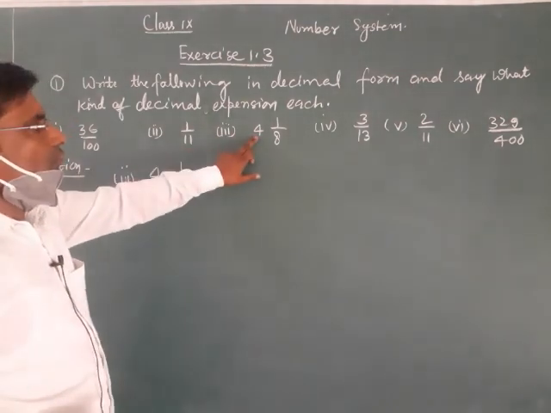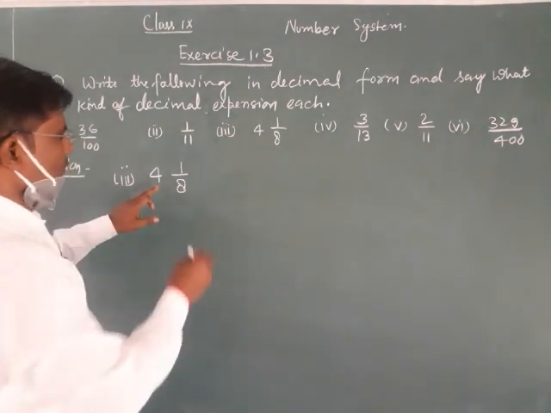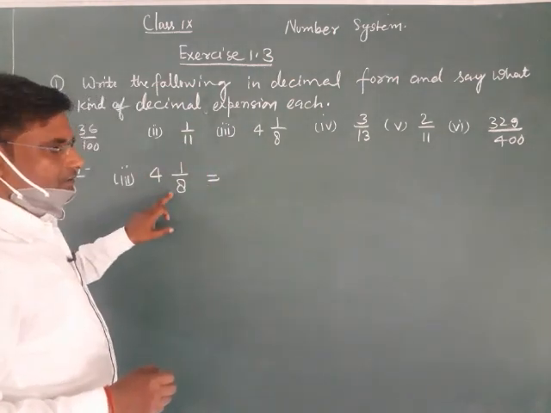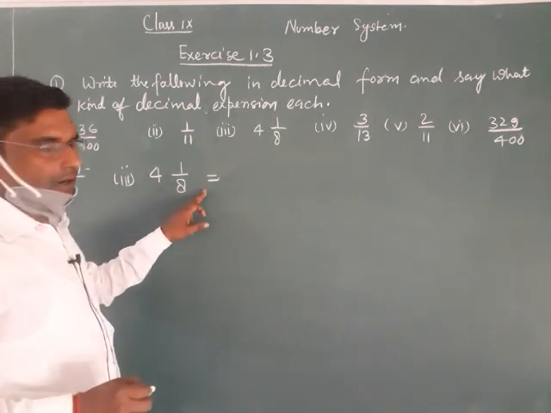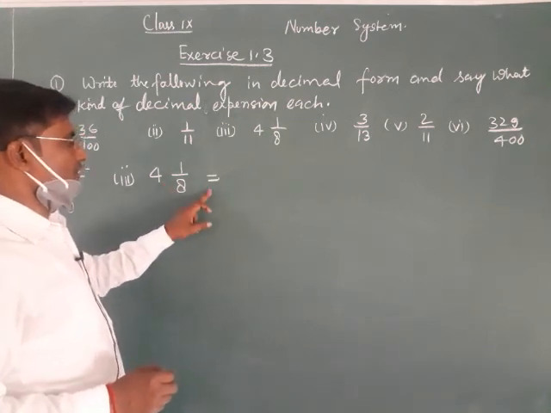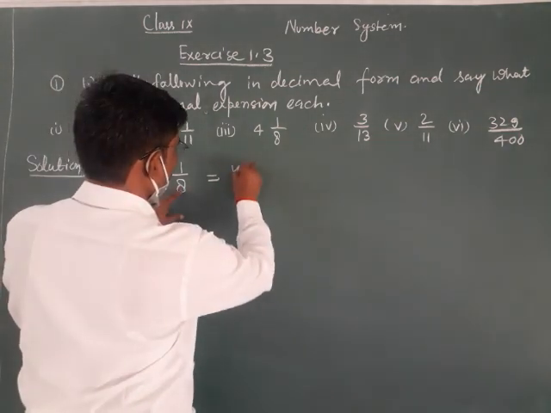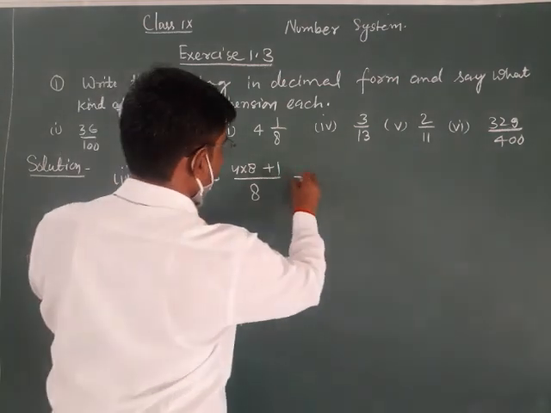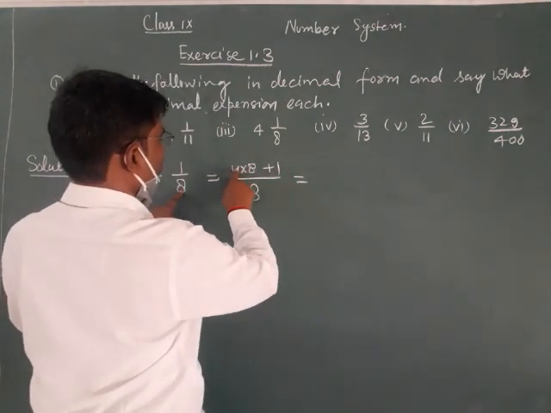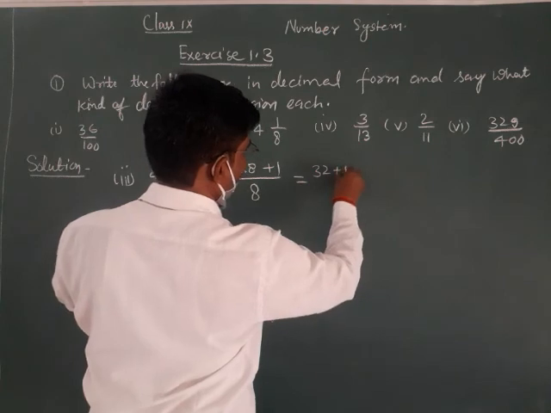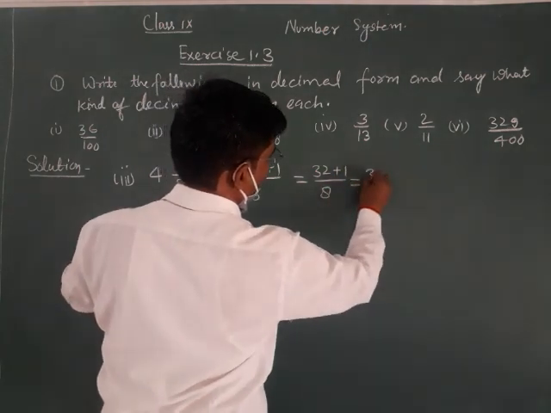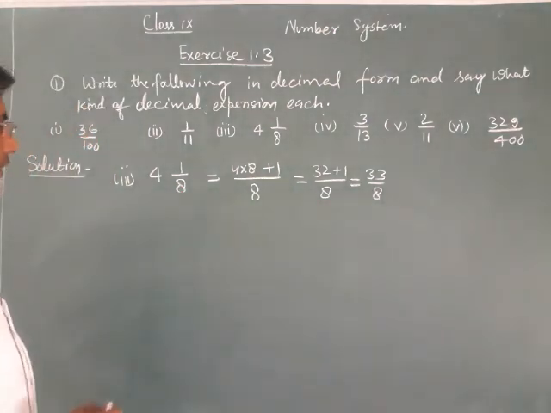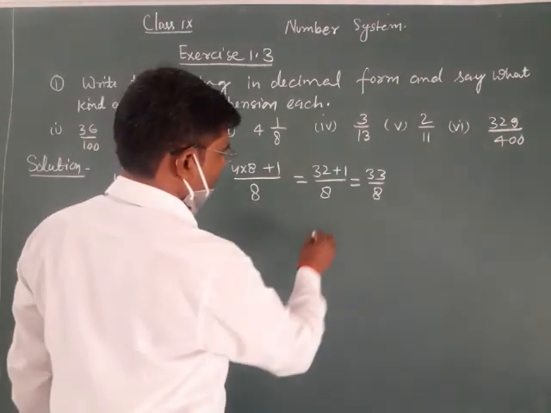Third part, 4 whole 1 upon 8. This is a mixed fraction. You can change it into an improper fraction. 4 into 8 plus 1 upon 8. So we get 4 times 8 is 32, plus 1 upon 8, gets 33 upon 8. 33 upon 8.